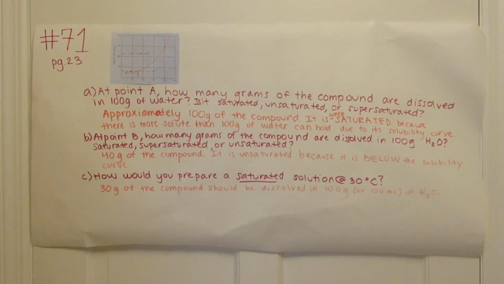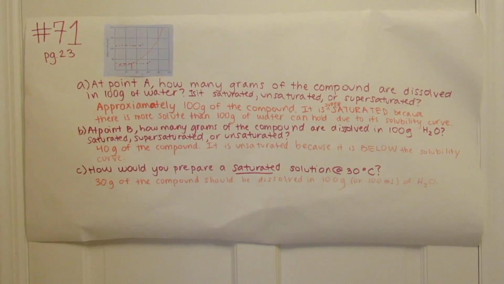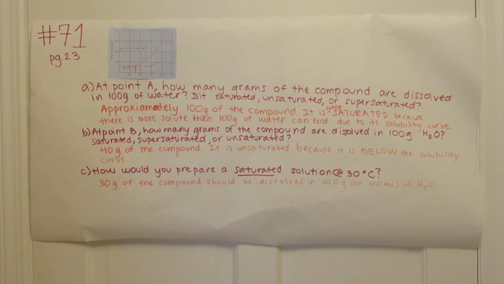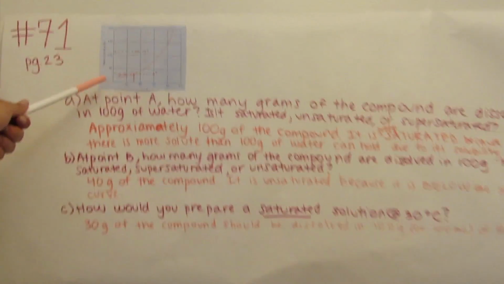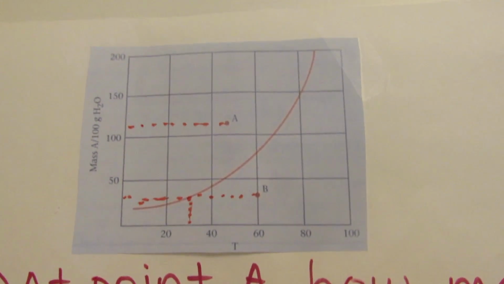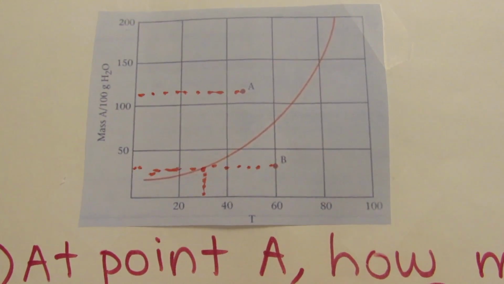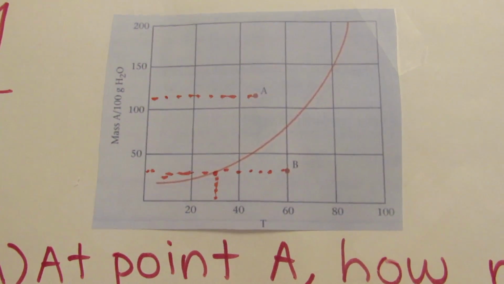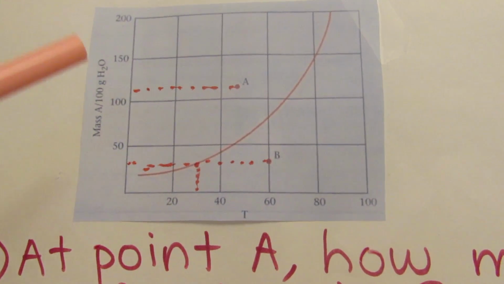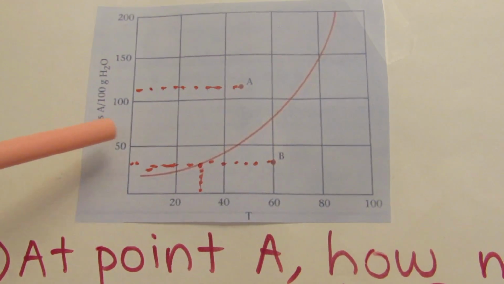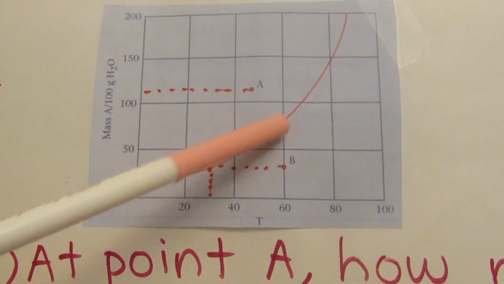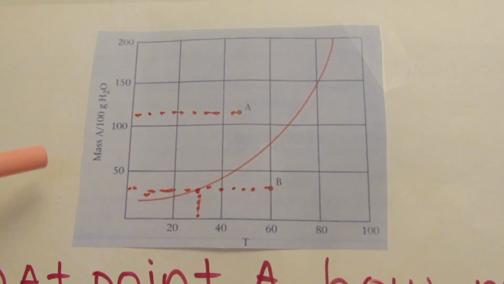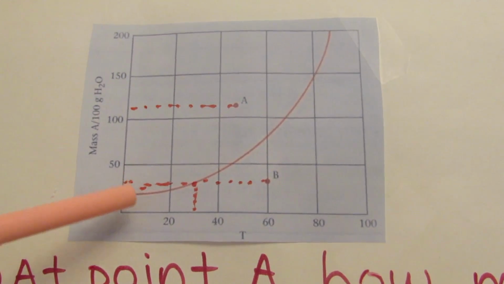For problem number 71 on page 23 in chapter 1, we're looking at solubility curves. So first of all, in this solubility curve, to determine whether it's saturated, unsaturated, or supersaturated, if the point is above the line, that means it's supersaturated because there's too much of the solute to be dissolved in 100 grams of water. If it's saturated, that means it's right on the curve, which means that there's the perfect amount for the 100 grams of water, which is the constant.